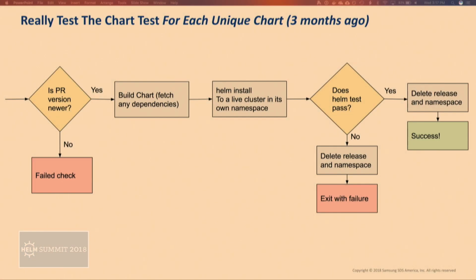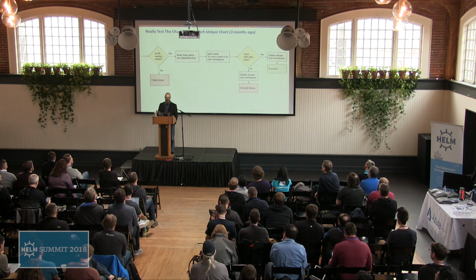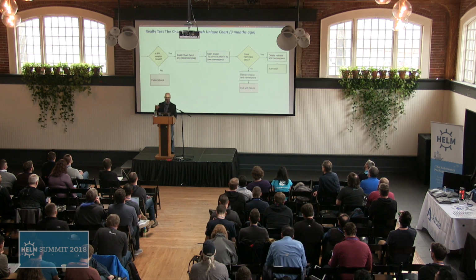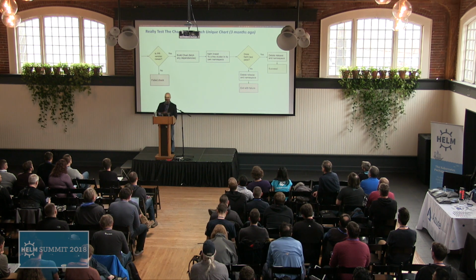All right, so this is what the end-to-end testing system looked like about 3 months ago. It would check: is it a newer version? If not, fail. If so, it would build and fetch any dependencies, install it into a live cluster, and then ask: does it pass Helm test? Yes, success. No, failure. Just clean up, right?